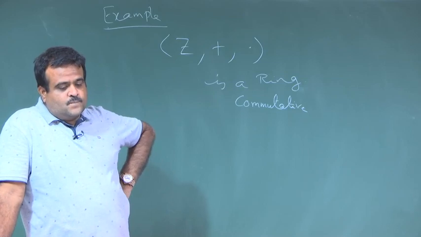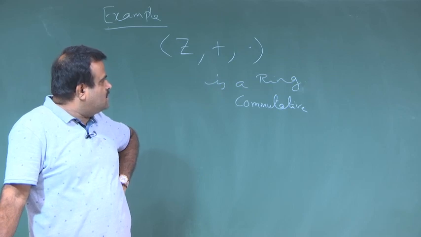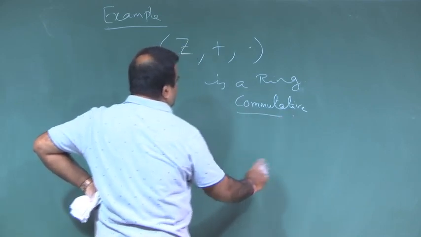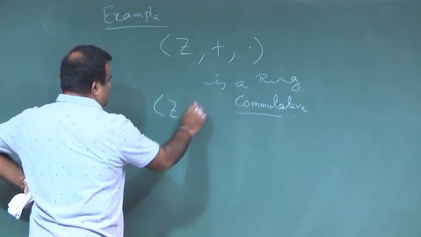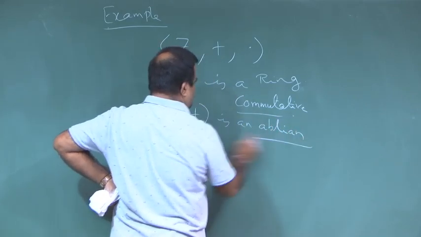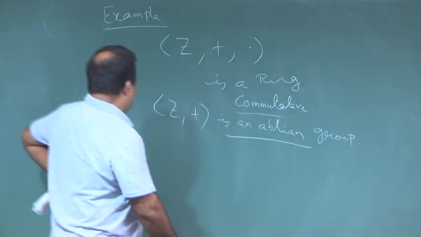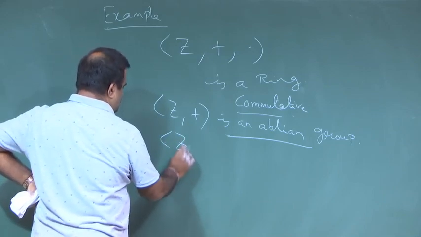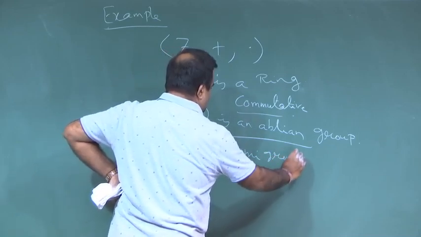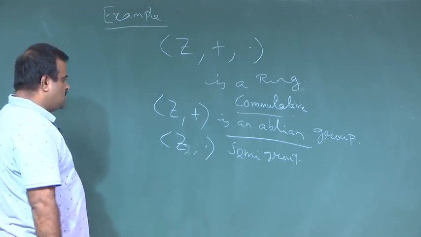Okay. Commutative ring, and other than 0, an identity element exists, because this is an abelian group, no doubt. We have seen this before. Also under this dot, this is a semigroup, and also this dot is commutative. So, this is a commutative ring, but what about the identity?